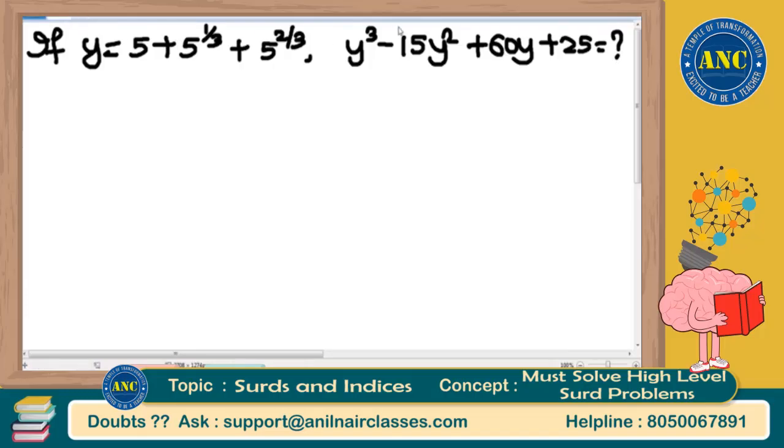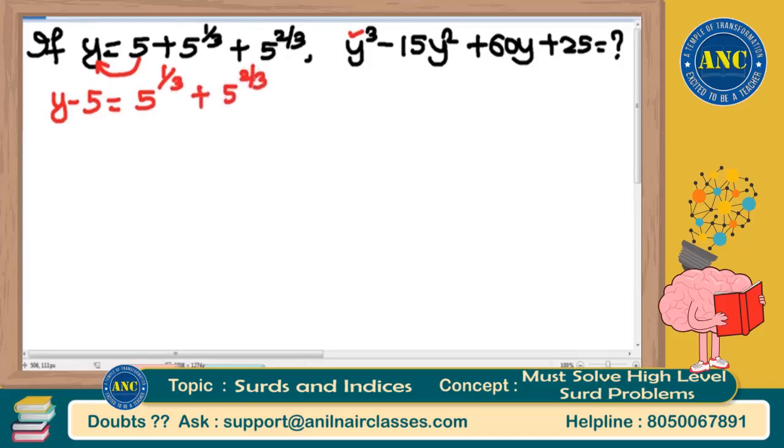Listen carefully. Y is nothing but 5 plus 5 power 1 by 3 plus 5 power 2 by 3. If I cube it on both sides, it becomes very complicated, because left hand side easily becomes y cube, which is one of the terms in the question, but right hand side becomes a plus b plus c whole cube. A plus b plus c whole square itself is complicated. A plus b plus c whole cube will become even more complicated. So shift one of the terms from right hand side to the left hand side. Make it as y minus 5. Right hand side is 5 power 1 by 3 plus 5 power 2 by 3.